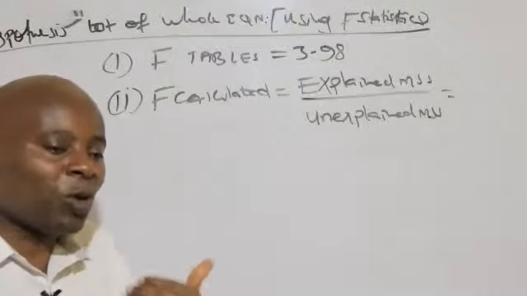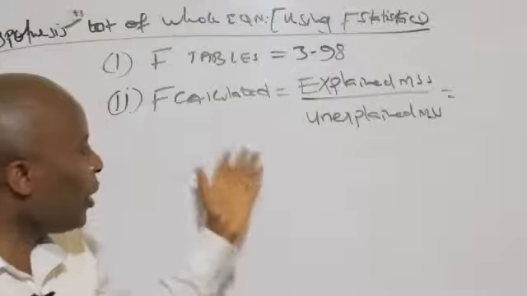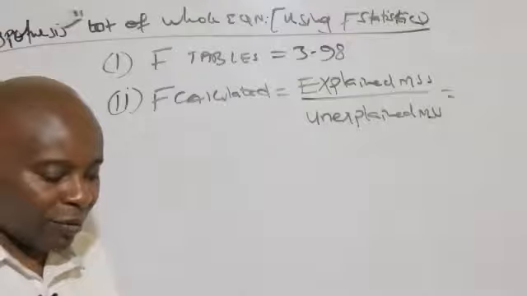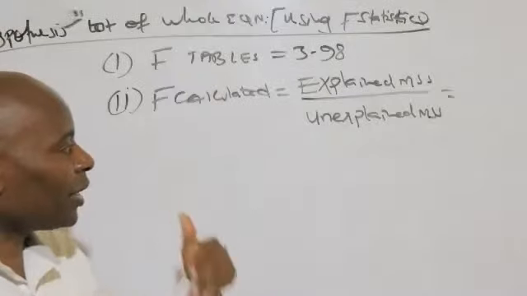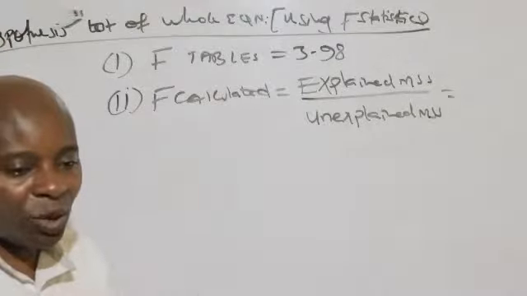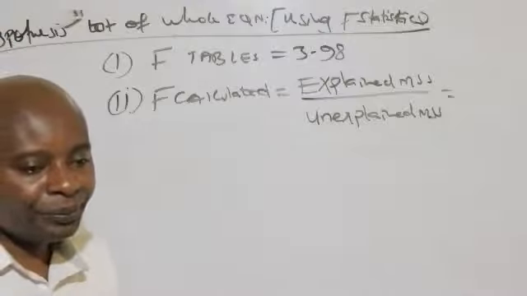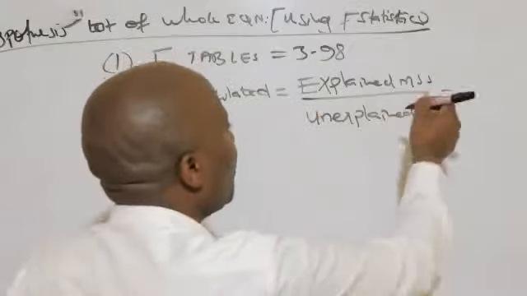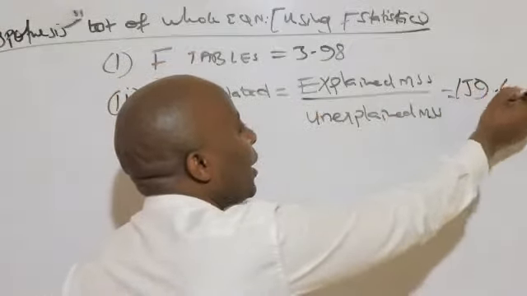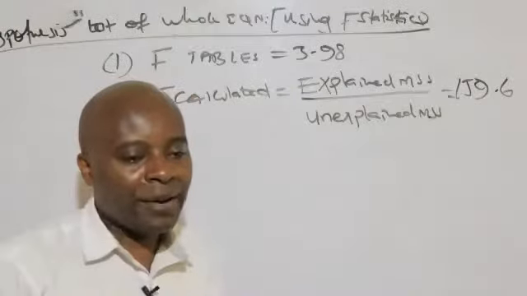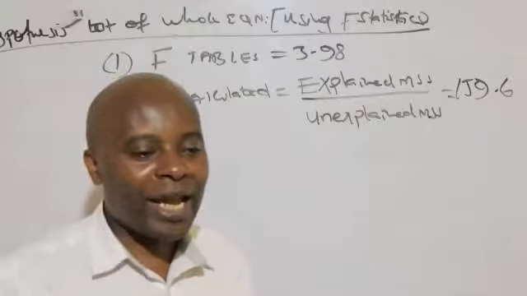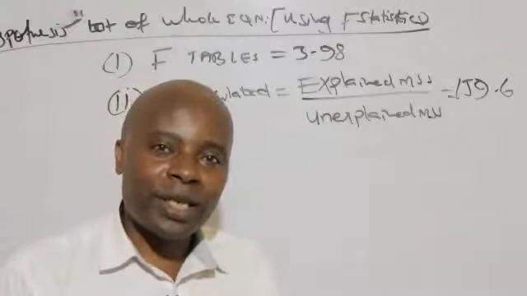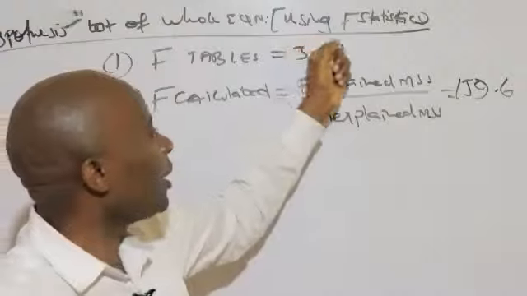Unfortunately for us, we had already computed this thing. Already we have it. Who can give us an answer? Explained MSS all over unexplained MSS. What do we have there? We have gotten this figure, 159.6. So ladies and gentlemen, you can see the F calculated in comparison to this F table's value.